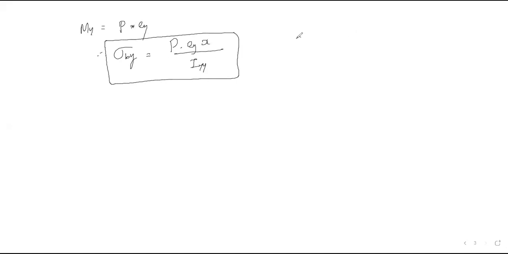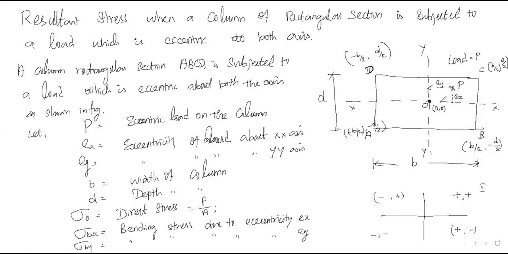So whereas My is equal to P into ey, therefore sigma by is equal to P into ey into x divided by Iyy. Okay, so in this equation, x depends upon the b by 2 value.